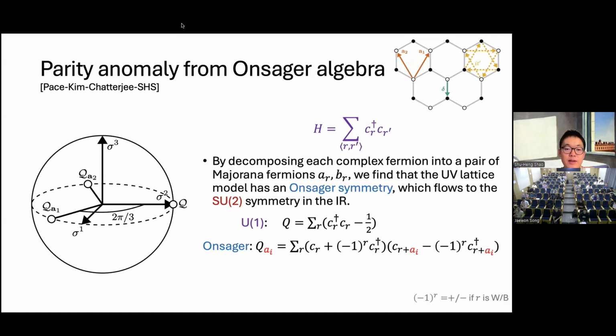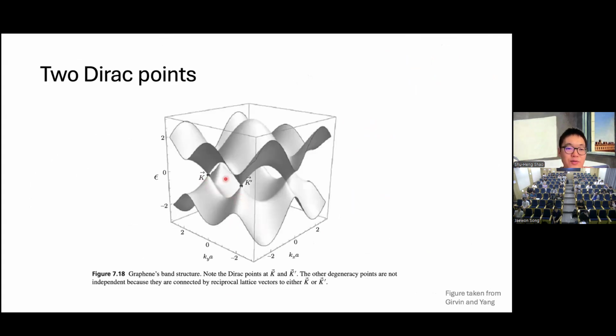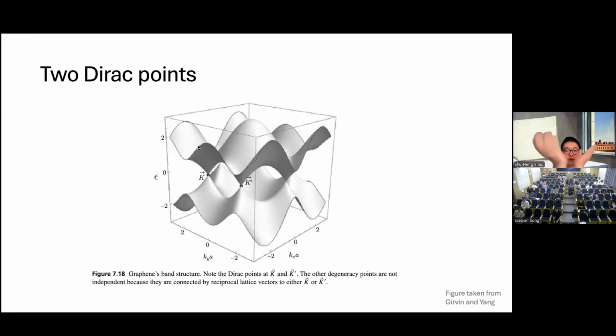So in 1+1D, the slogan was that we find the axial symmetry arising from the Onsager algebra. In 2+1D, what we found is the SU2 symmetry, which is usually called the valley symmetry in condensed matter, because you can see these are two different valleys of Dirac cones. Valley symmetry means that you are rotating between the different valleys. So in 2+1D, the slogan is that we find the SU2 valley symmetry arising also from the Onsager algebra.